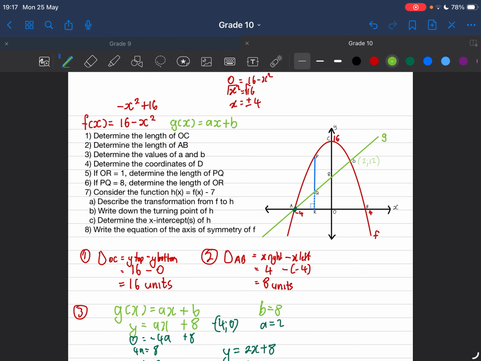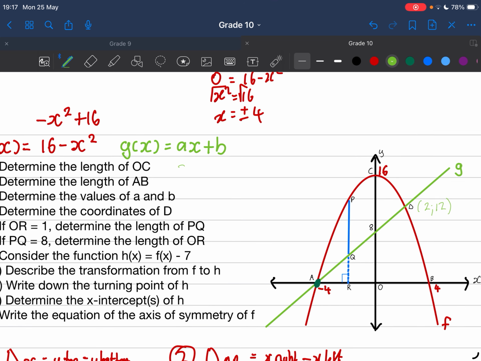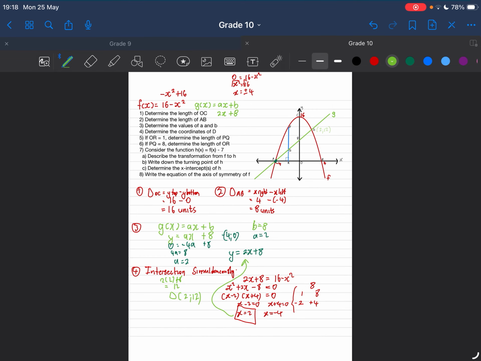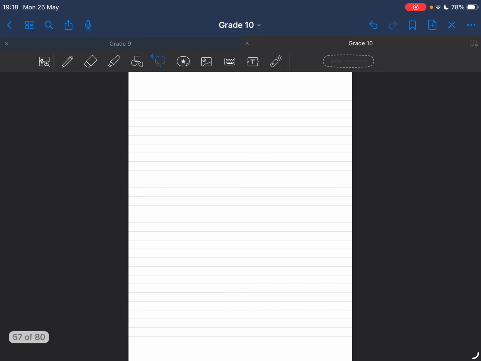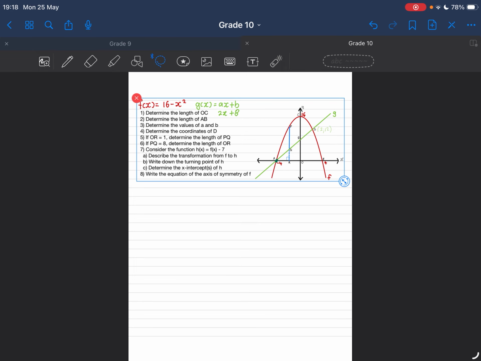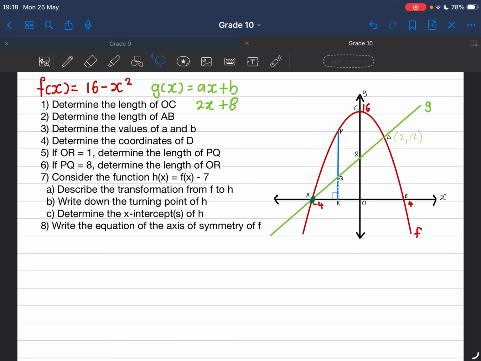Are there any other things we took down? No. Right, so let's just write down the equation for this over here. So it's 2x plus 8. Alright, so let's just take this to the next page so we can work with it. Alright, so we're done with question 4. We're going to continue from question 5. Alright, so let's check out question 5 now.